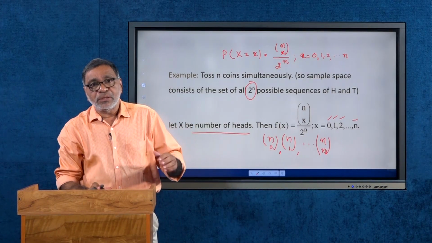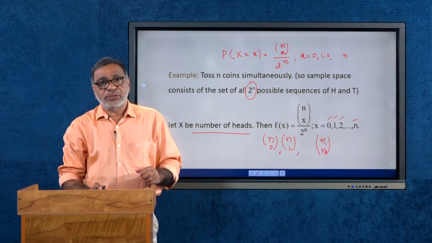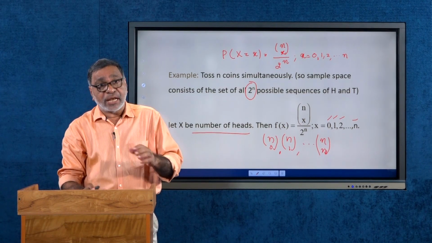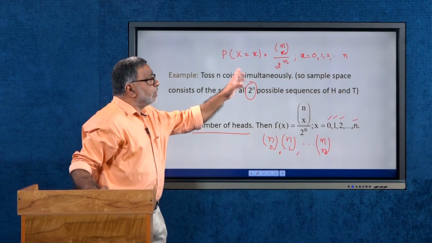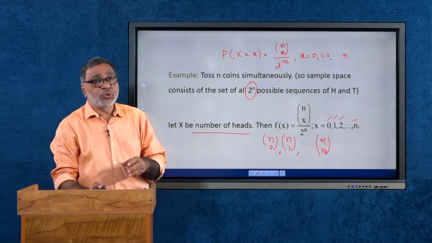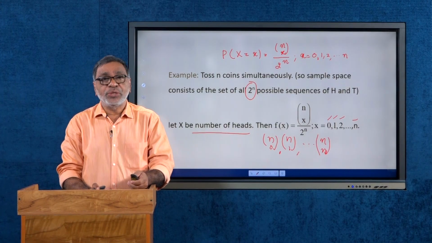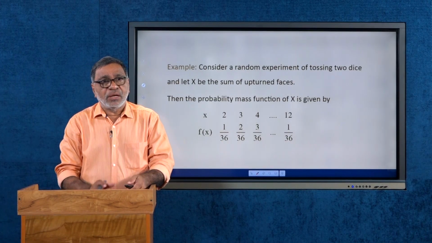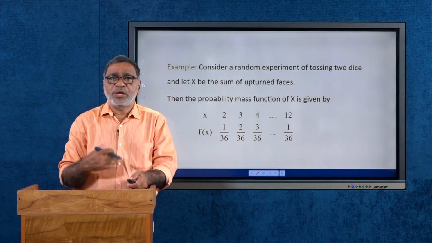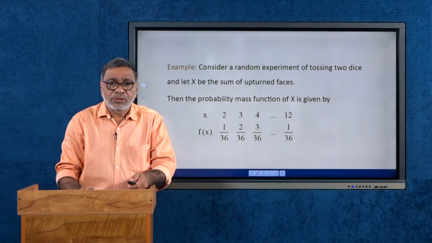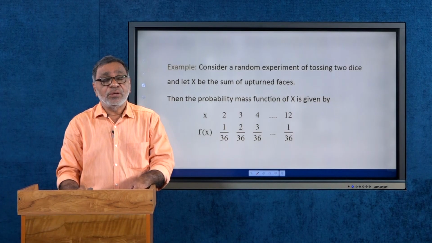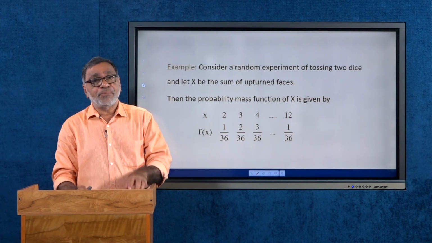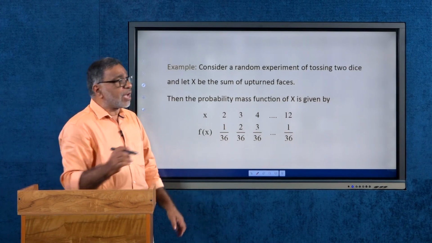So earlier we had an example of tossing 2 coins. Now we have the example of tossing n coins simultaneously, and the probability mass function is given by nCx divided by 2 power n, where x is equal to 0, 1, 2, etc. up to n. And a similar example is when we toss 2 dice simultaneously, and x is the sum of the upturned faces. Then the probability mass function of x is given by the values of the random variable.